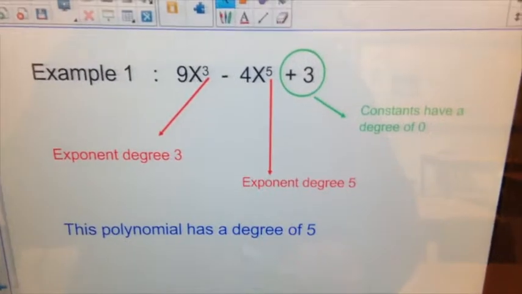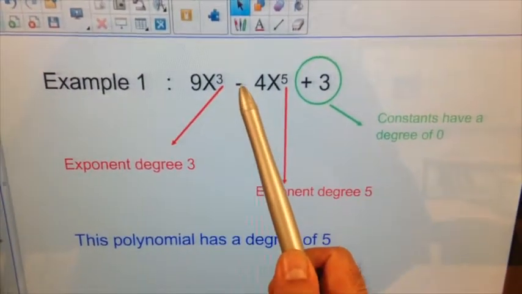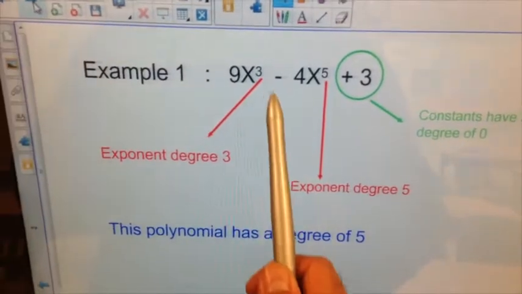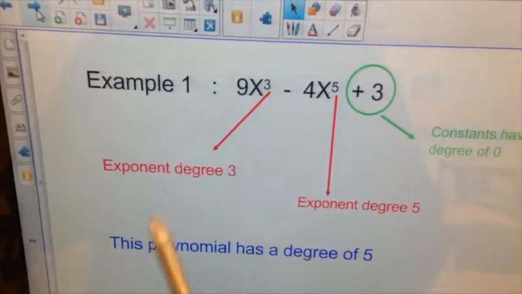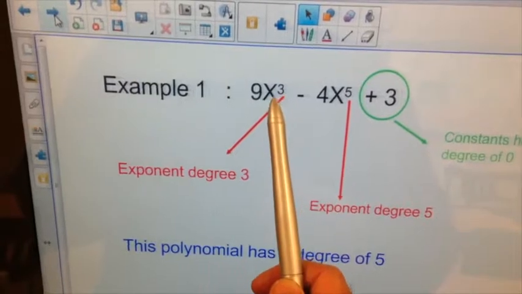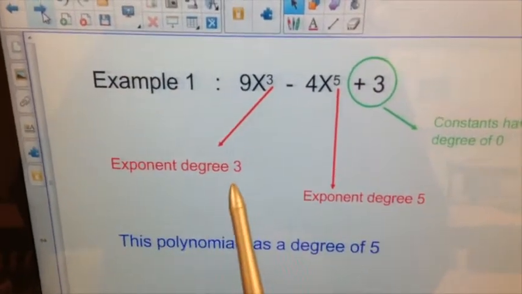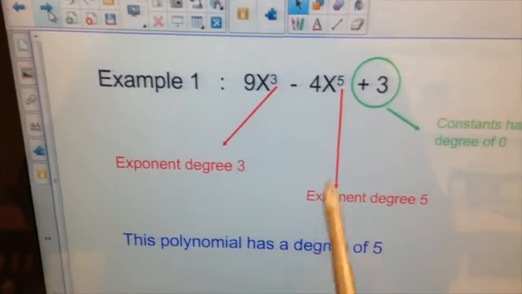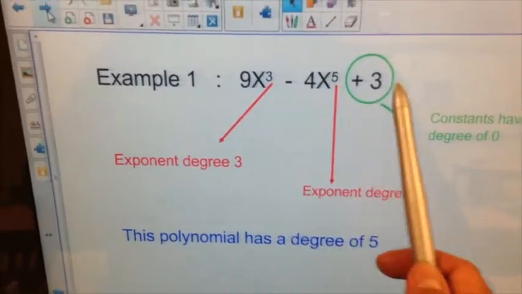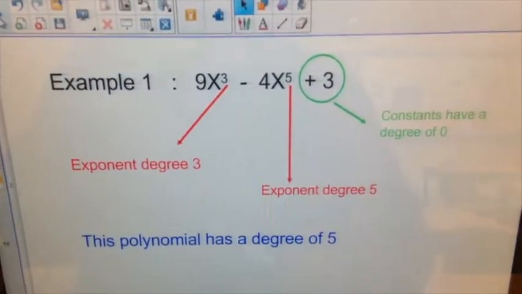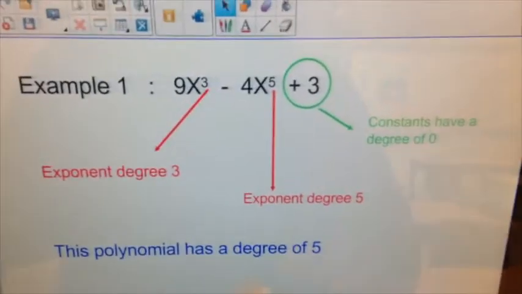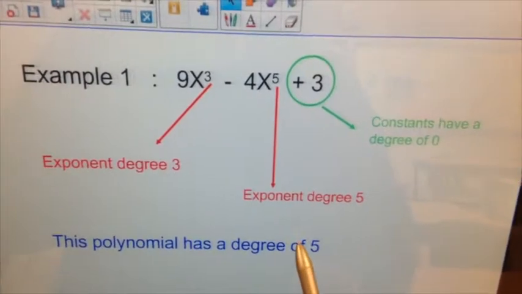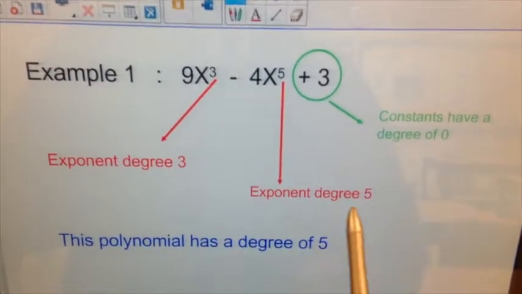Here's the example. We have 9x cubed minus 4x to the power of 5 plus 3. You look at the exponent attached to the variable. That's a 3 attached to the x, so it has a degree of 3. This has a degree of 5 because the exponent is 5. Constants never have degrees, so it has a degree of 0. The highest of the three is the degree of the entire polynomial. So this polynomial has a degree of 5 because 5 is the highest.